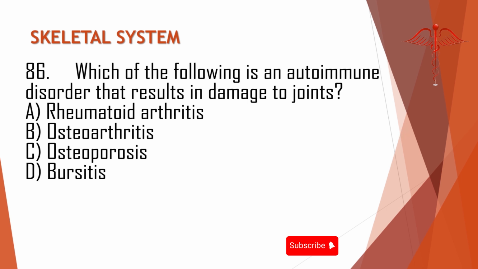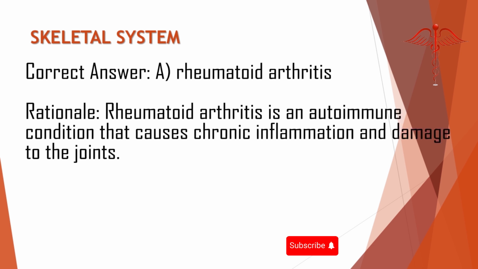86. Which of the following is an autoimmune disorder that results in damage to joints? A. Rheumatoid arthritis. B. Osteoarthritis. C. Osteoporosis. D. Bursitis. Correct answer, A. Rheumatoid arthritis. Rationale: rheumatoid arthritis is an autoimmune condition that causes chronic inflammation and damage to the joints.